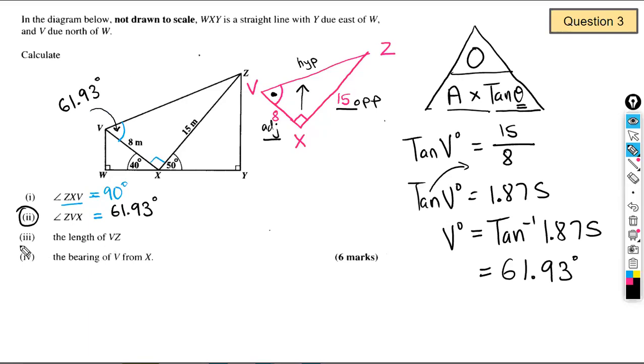Part 3, the length of VZ. Well, it's going to be super easy. VZ is from here to here, and it's a right angle triangle. Couldn't we just simply use Pythagoras theorem to find that? Anytime you're trying to find the hypotenuse, you have two other sides, called legs. You take each leg and square it. So you take 8 squared, you take 15 squared, you add it, and then you square root last. 8 squared plus 15 squared, you're going to get 289, and then you square root that.